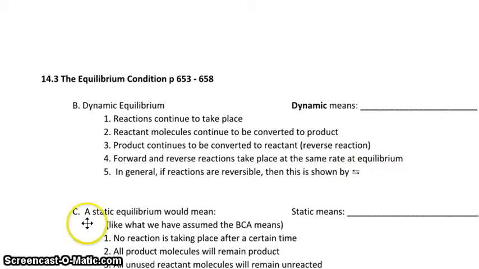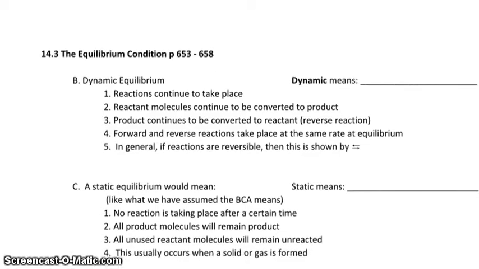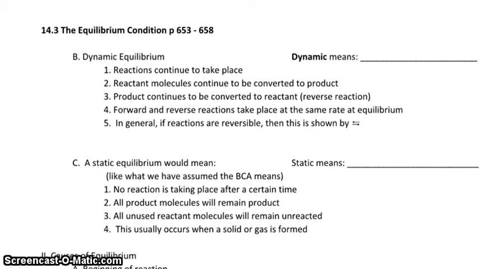So what does static mean? Static means the opposite. It's not moving. So no reaction is taking place after a certain time. All product molecules remain products, just like in our BCA table. All unused reactant molecules remain unreacted. This usually occurs when a solid or a gas is formed. So now, what are some examples of a reversible reaction?